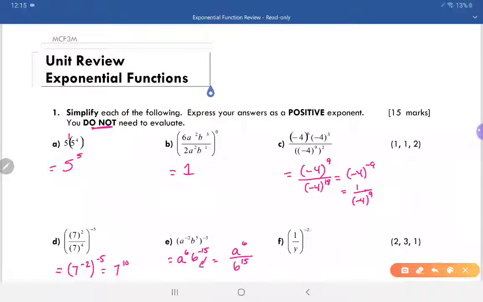F, 1 over y to the power of negative 2. To get rid of that negative exponent, we bring the y up and make it a positive exponent. So that's that page.